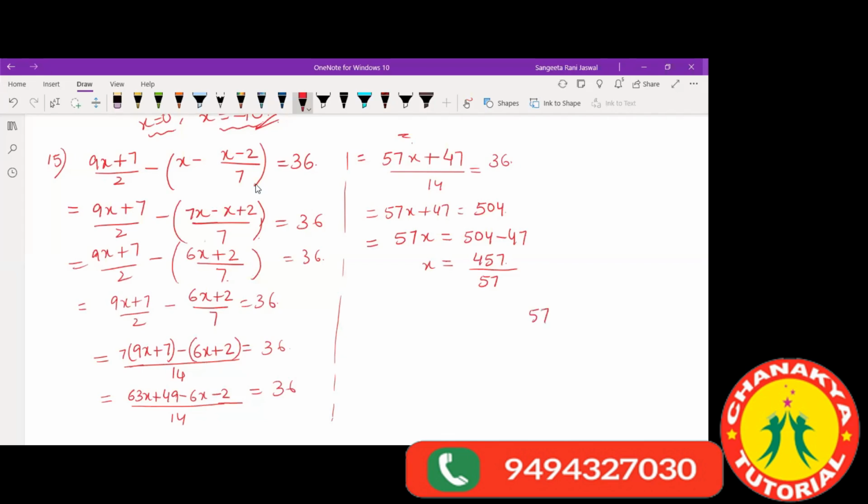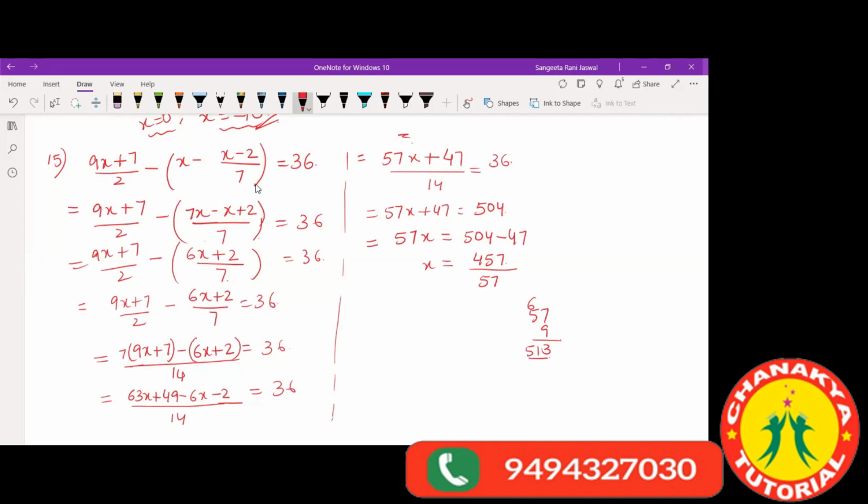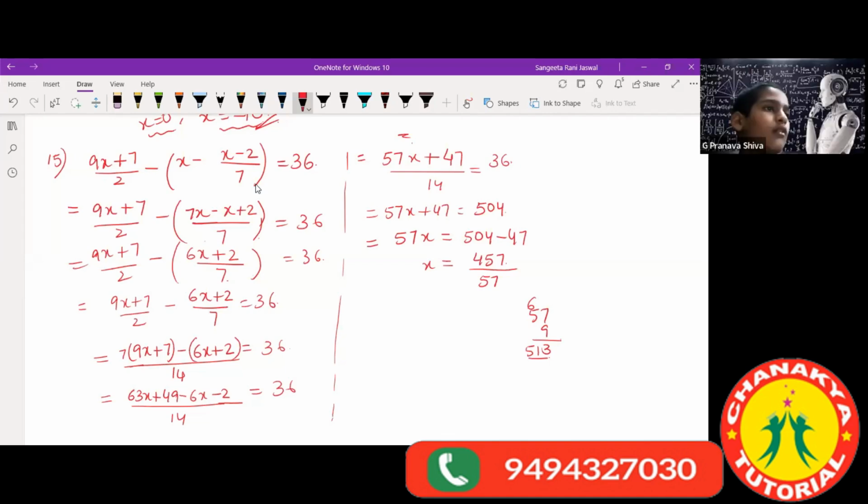57 into 9. 9 7 is 63. So 63, 45 plus 6 is 51. No, something has gone wrong here. Just check the calculations again. What happened? I think you have multiplied 9x plus 7 with 7, but you didn't multiply 6x plus 2 with 2.